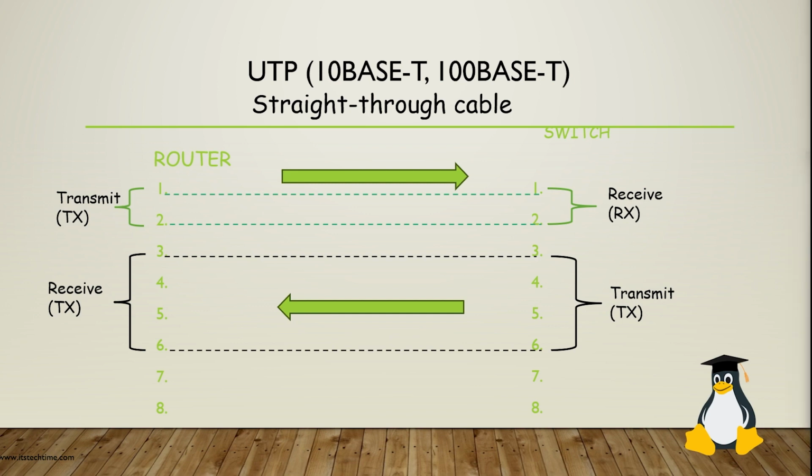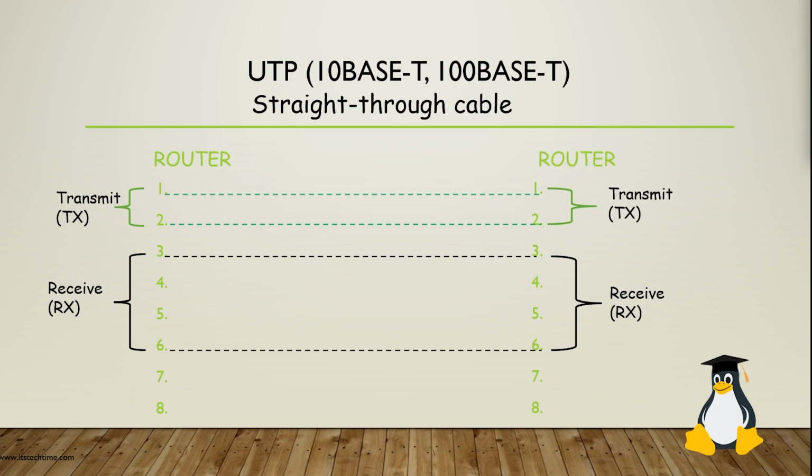And because both a router and a switch use full duplex, they can both send and receive data at the same time. Now, a straight-through cable works great for 2 devices that are different, like a router to a switch or a switch to a PC. But what if you want to connect 2 similar devices, like a router to a router with a straight-through cable? If the router on the left was to try to send data to the router on the right, nothing would happen, because both routers are trying to transmit on the same pins.